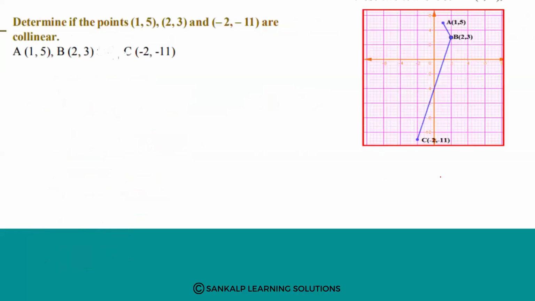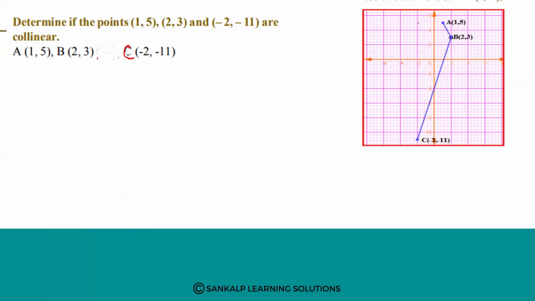Next, determine if the points 1, 5, 2, 3 and minus 2, minus 11 are collinear. A is 1, 5, B is 2, 3 and C is minus 2, minus 11. This is A, B, C. If I plot all these points in the graph, then I will get a straight line like this, and C like this. So this is A, B and this is C.